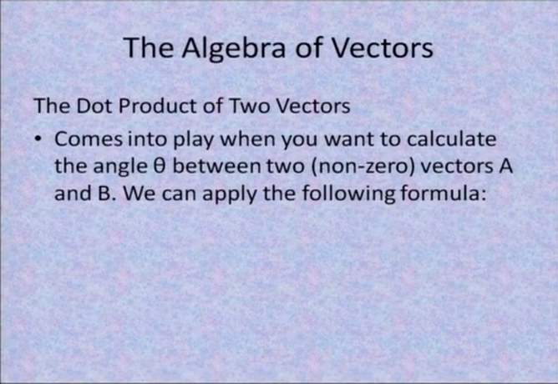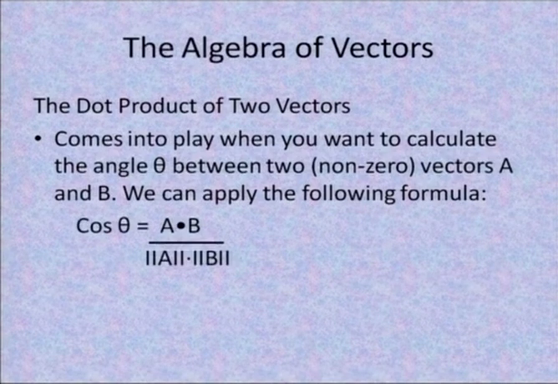So we can apply the following formula. The formula says the cosine of an angle between two vectors is equal to the dot product of the two vectors divided by the length of the first vector times the length of the second one. Okay? Now, of course, if we're finding the angle, there'd be an inverse involved.